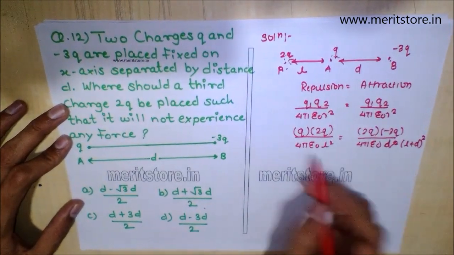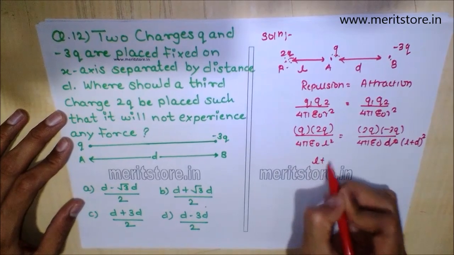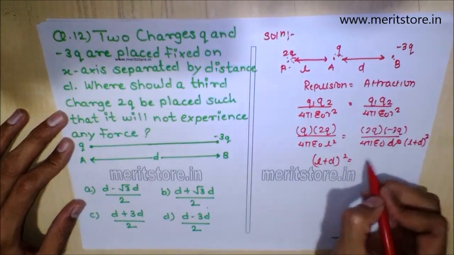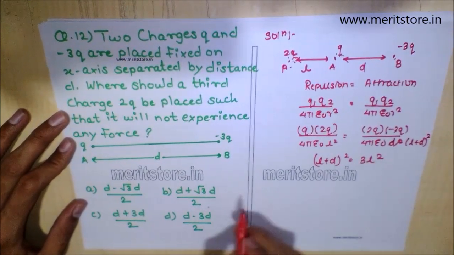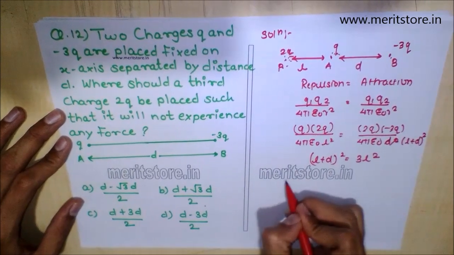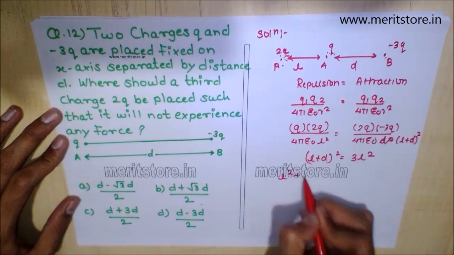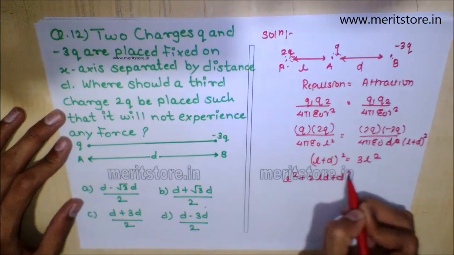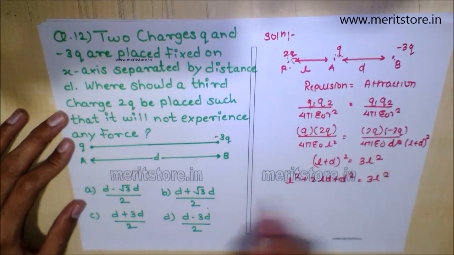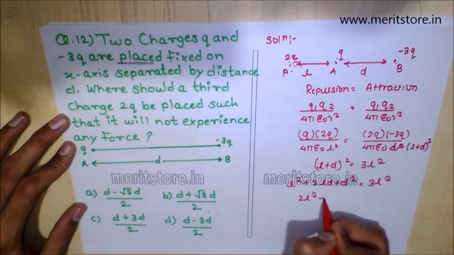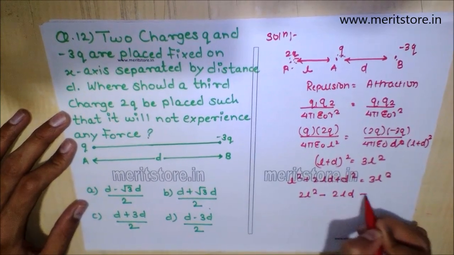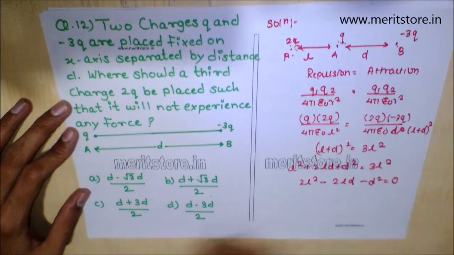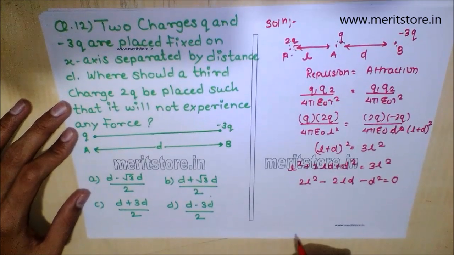Now solving the equation we get L plus D whole square equals 3L square. Or we can also write it as A plus B the whole square: L square plus 2LD plus D square equals 3L square. This brings us to 2L square minus 2LD minus D square equals 0. We'll solve the further quadratic equation.